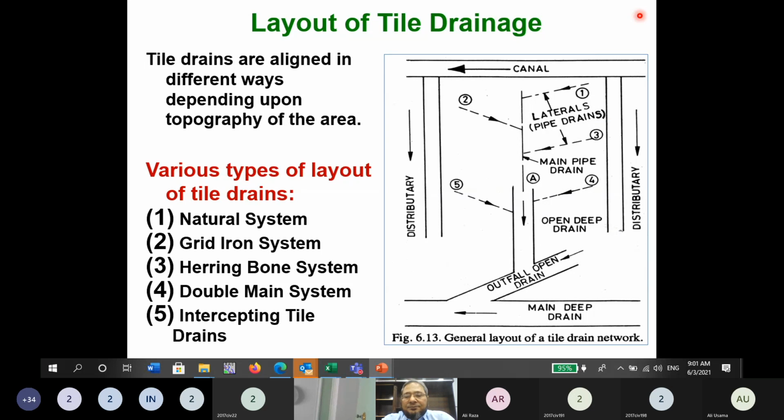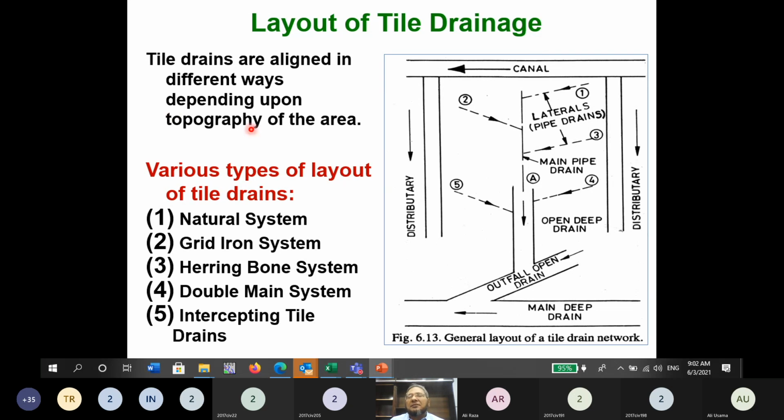Okay, shall we continue? So are you back from break? Yes, sir. Okay. So now we want to discuss several layouts of the tile drainage. Tile drainage means subsurface drainage, which we provide. What are the possible layouts? These layouts mainly depend on the topography of the area.